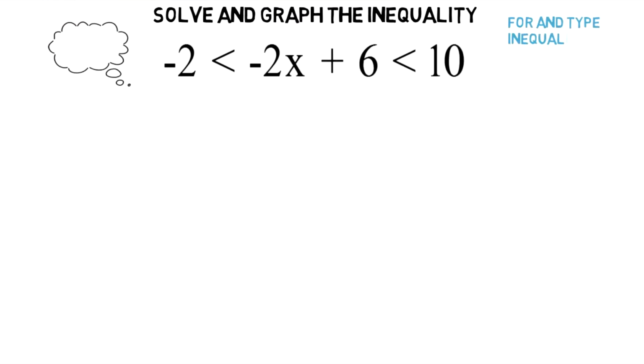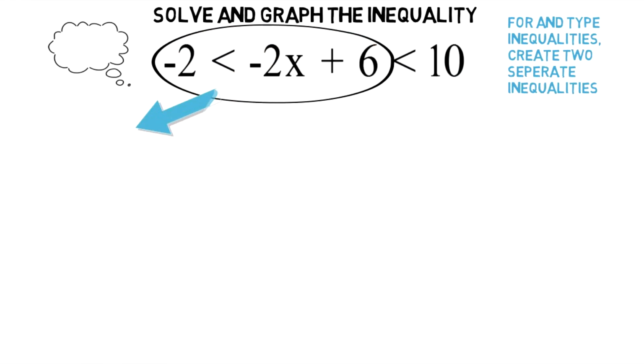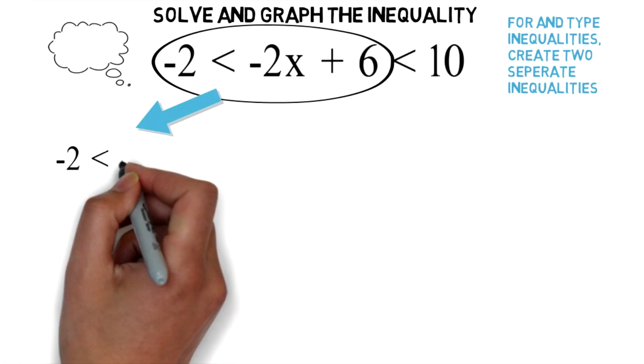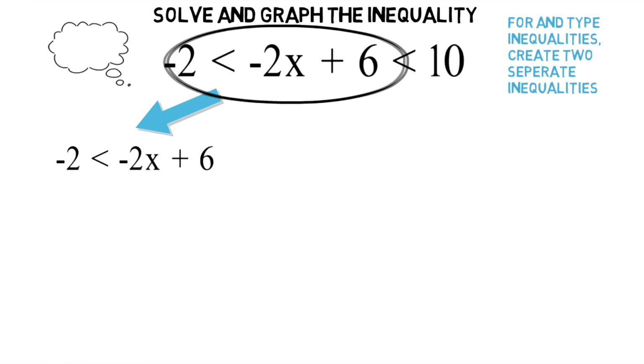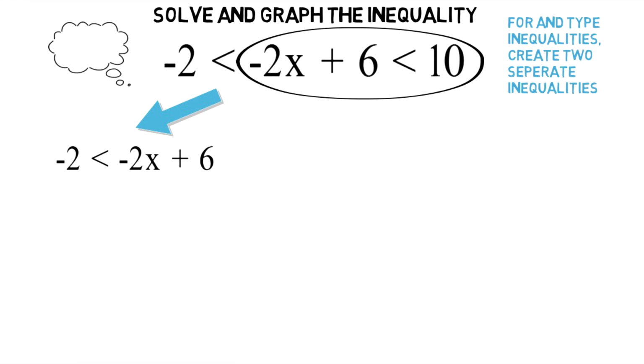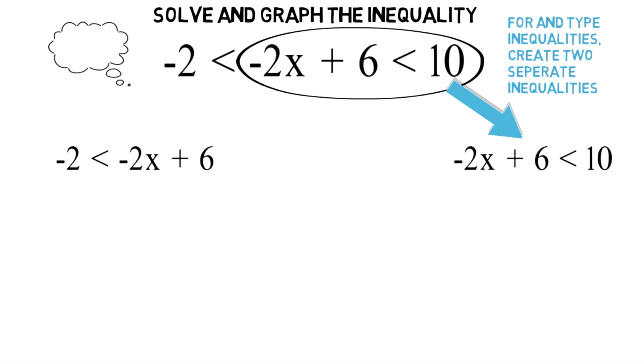For these types of inequalities, create two separate inequalities. You can create the first one, which is -2 is less than -2x plus 6. And on the other side, you can create another problem: -2x plus 6 is less than 10.